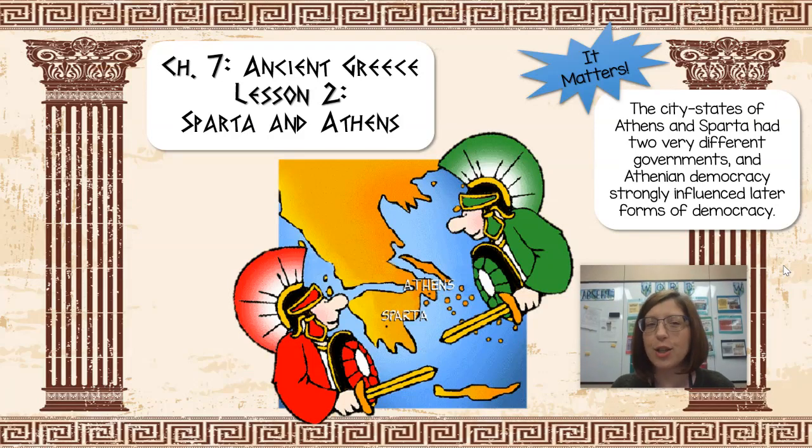Guys, we're into chapter 7, Ancient Greece, lesson 2, Sparta and Athens. And it matters because the city-states of Athens and Sparta had two very different governments, and Athenian democracy strongly influenced later forms of democracy. You're going to have 2 pages of video notes for this.